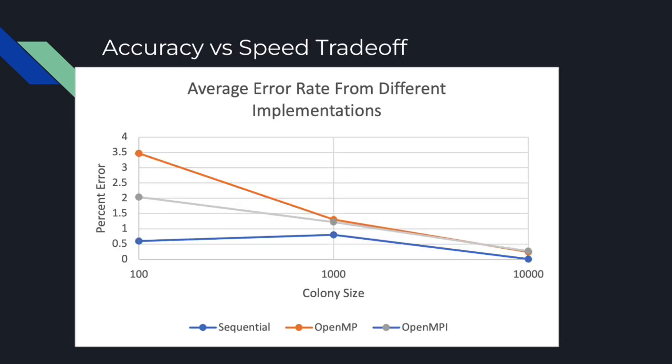In general, increasing the colony size increases the accuracy. This is because with a larger number of possible solutions, we are able to randomize more and adjust the solutions more to get closer to the optimal solution. Additionally, we can see that the sequential version is the most accurate across the board. This is because the sequential version never operates on stale data, whereas the parallel implementations are not as optimal. However, as colony size increases, the error rate drastically decreases to the point where the parallel implementations almost perform as well as the sequential version in terms of accuracy.